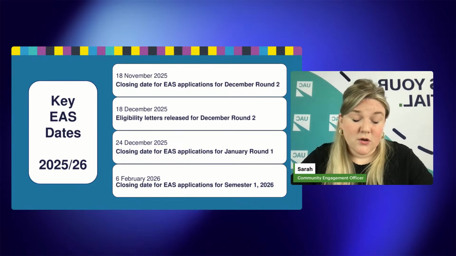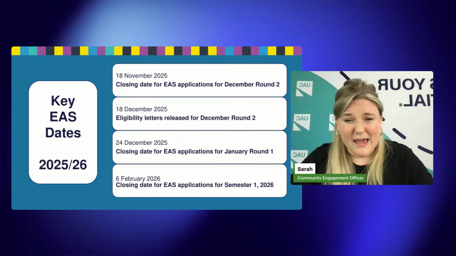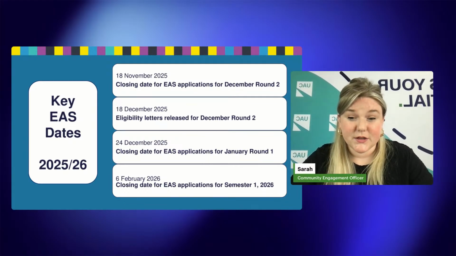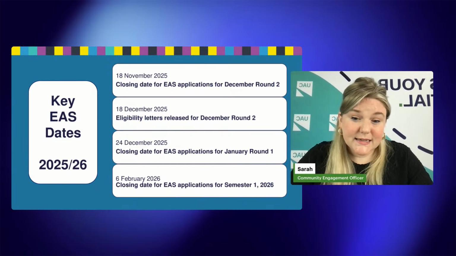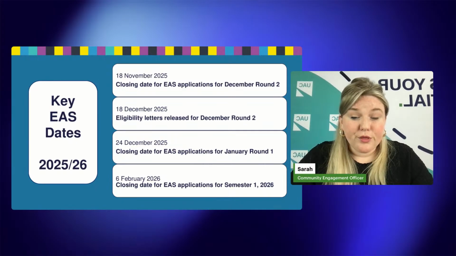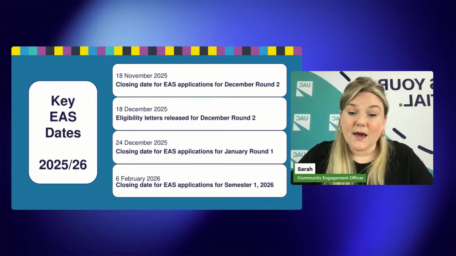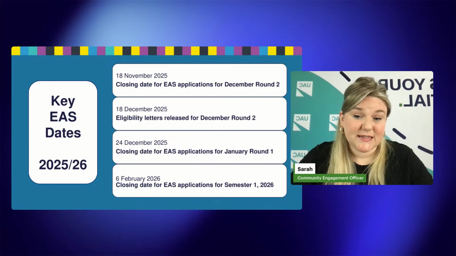So that's your main ATAR offer round. So you really want to make sure that you get these documents in time so that your EAS can be considered for those offer rounds, okay? Your eligibility letter will come out on the 18th of December 2025. Unless you are a non-school leaver, yours will come to you as soon as it's been processed. December 24th is the closing date for EAS applications for January round 1. And then the 6th of February is the closing date for EAS applications for semester 1 2026.